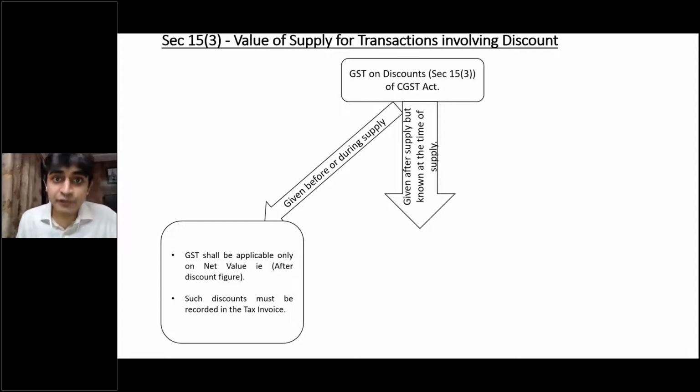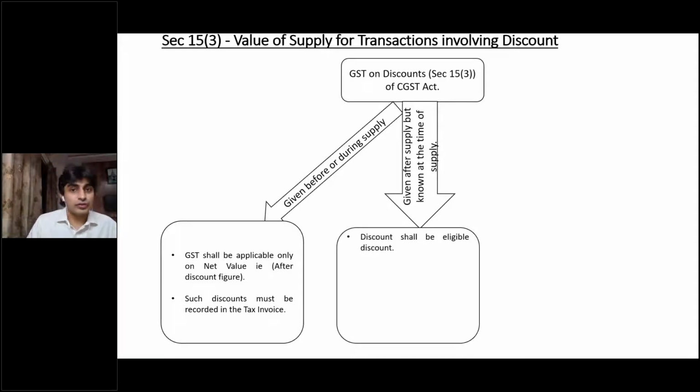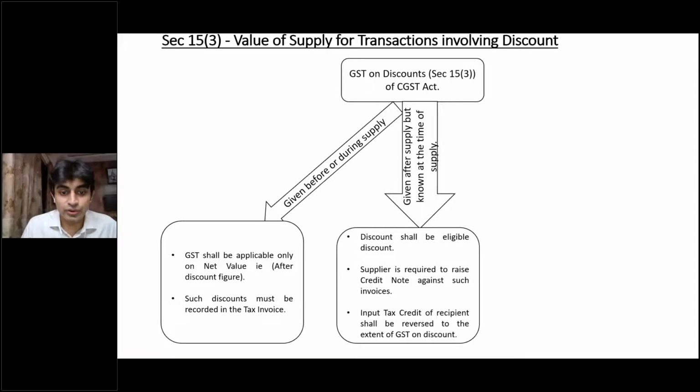Second, given after supply. यानी goods देने के बाद I am giving, but it was known at the time of supply. Given after supply, but I made an agreement that if you buy so much quantity, if you pay within such time, I will give you 10% off or 20%. So given after supply, but we knew it during supply. This discount is also eligible. Supplier is required to raise what? Credit note against such invoice. Okay, credit note raise करनी पड़ेगी, and ITC of the recipient will be reversed. I will explain that one by one.